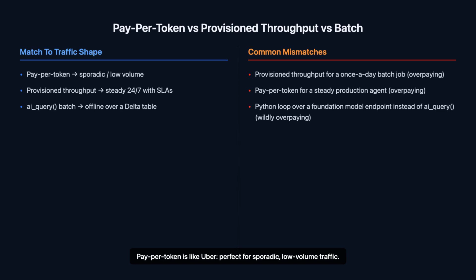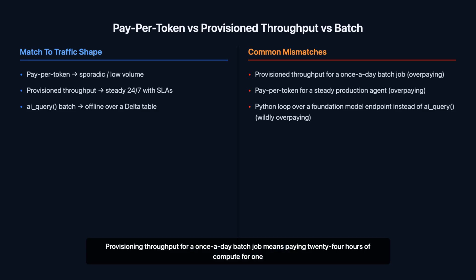Pay per token is like Uber, perfect for sporadic, low-volume traffic. Provisioned throughput is like leasing a car, a fixed monthly bill that pays off when you drive every day, so steady 24/7 workloads with latency SLAs. And AI_query batch is the bus, the cheapest way to move 100 people overnight, meaning offline scoring over a delta table. On the right are the common mismatches.